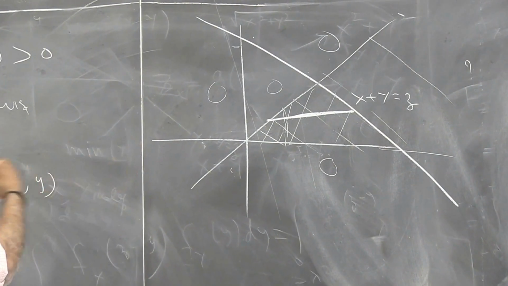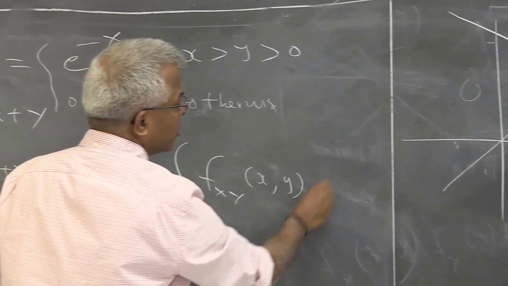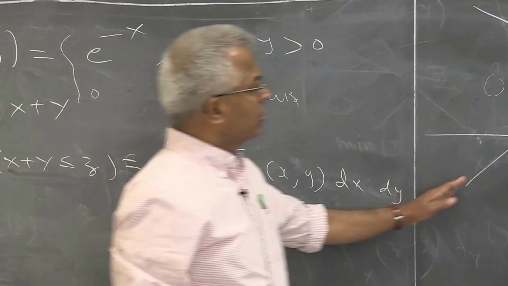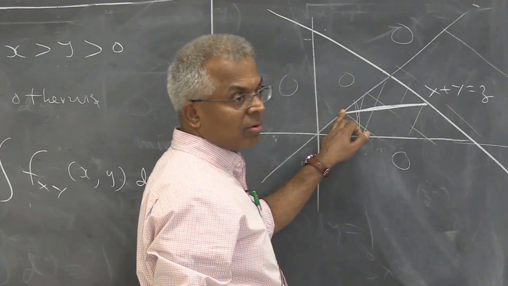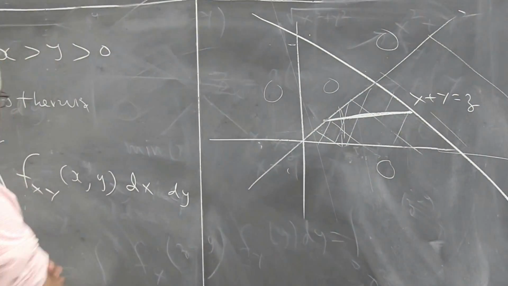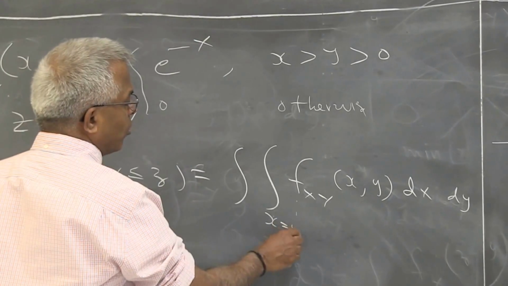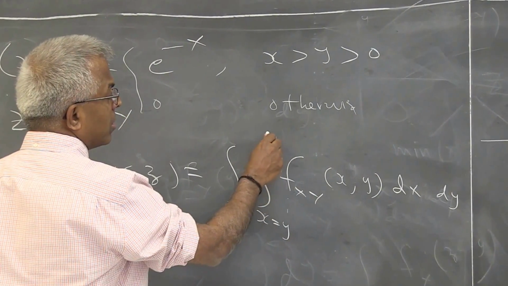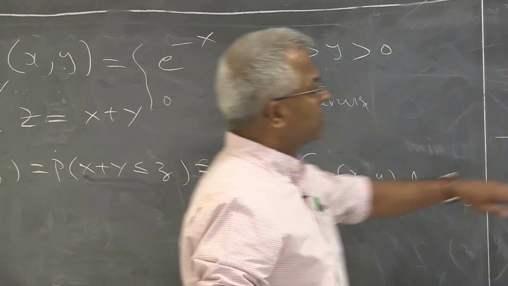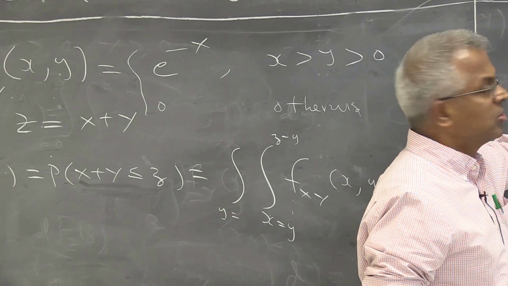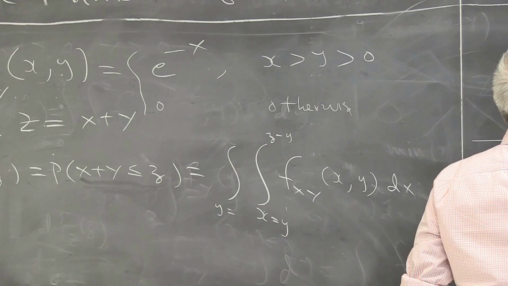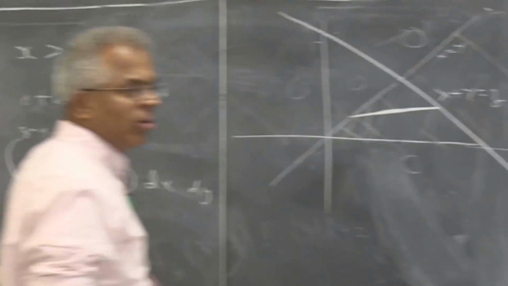what are we integrating first? So I know it is x, then y. So what is the lower limit on x? Look here. X goes from y to z minus y, and y goes from here to here. What is this point? So this point, of course, is x equal to y. So you put x equal to y, y is z by 2, right?